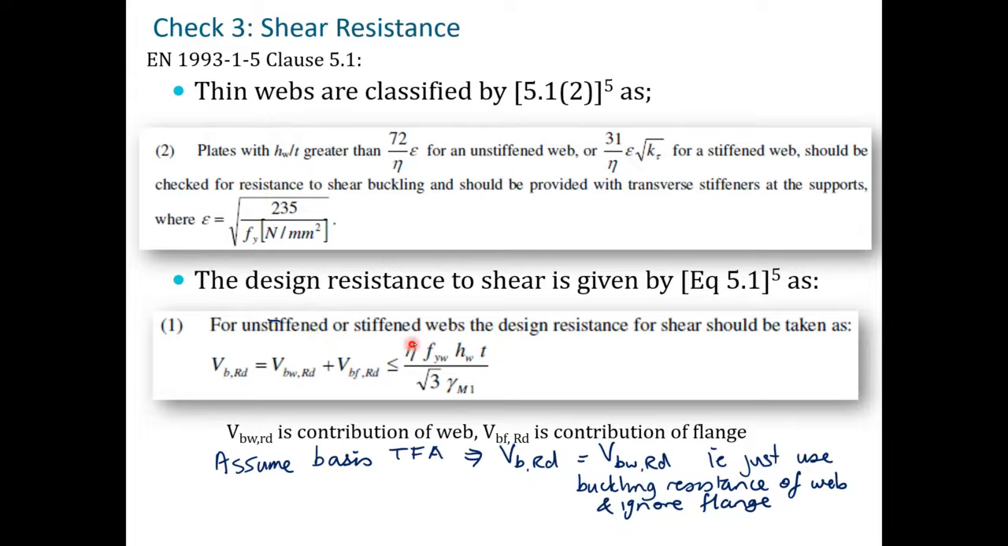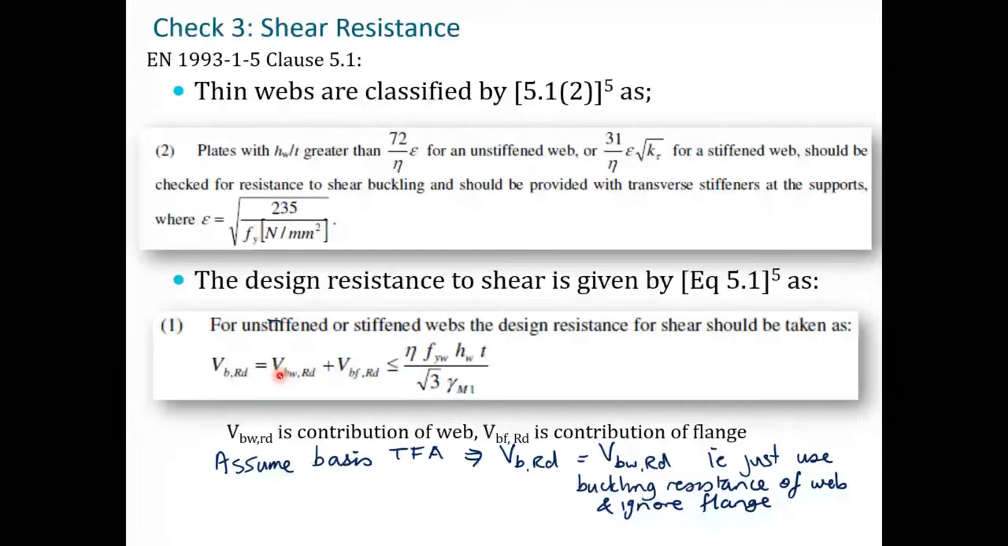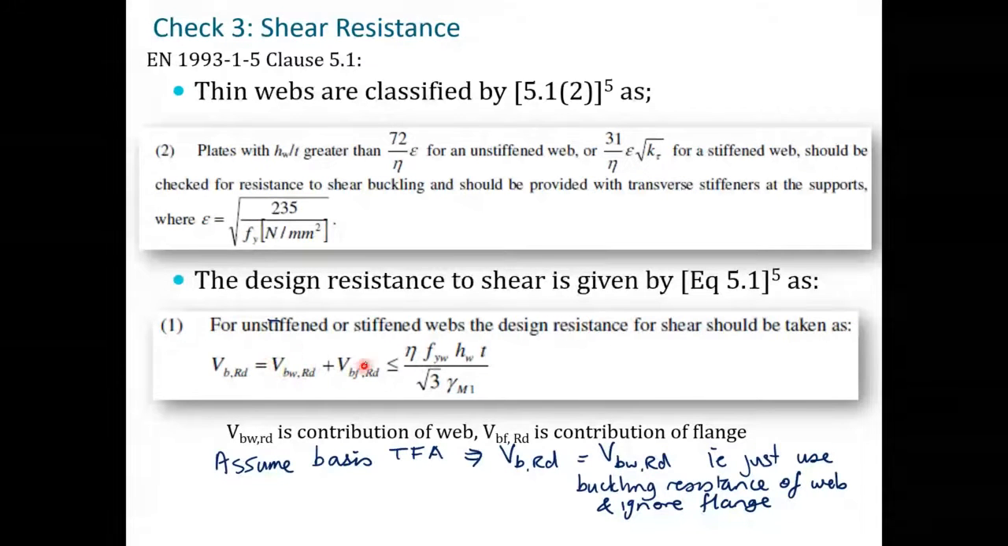And then for unstiffened or stiffened webs, the design resistance for shear should be taken as the design resistance of the web buckling plus the flange buckling, shear web buckling and shear flange buckling. So add the two together, and they have to be less than or equal to the overall shear resistance of the section, which is given by this equation here.